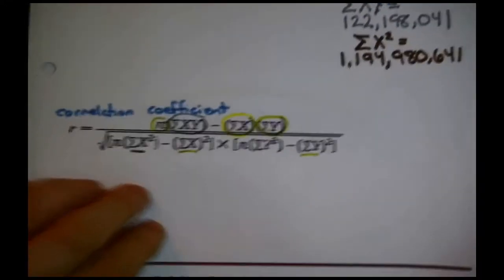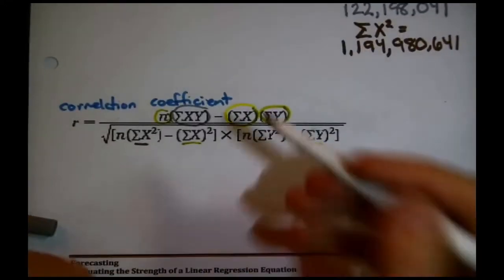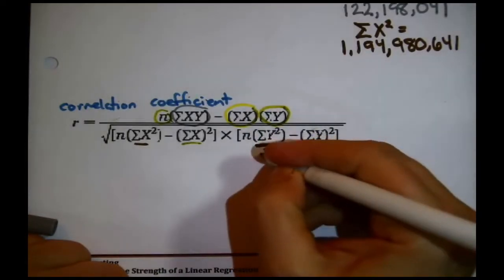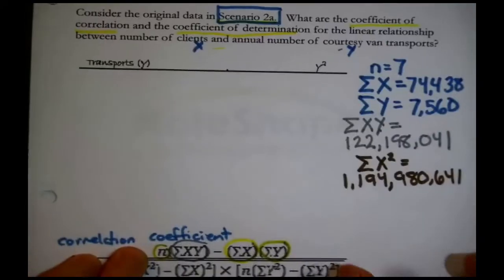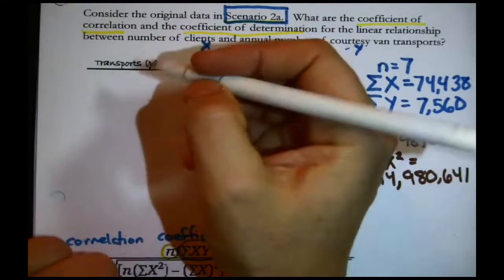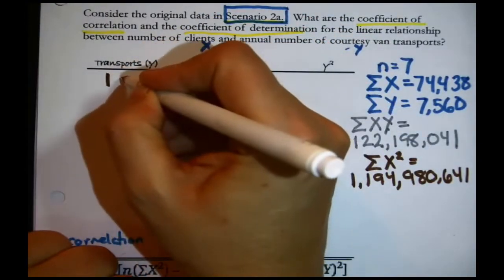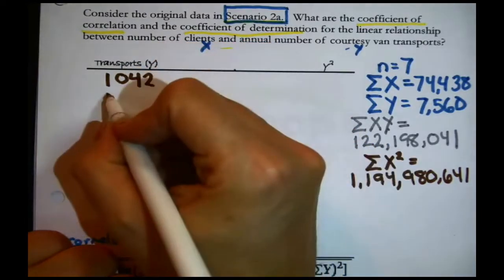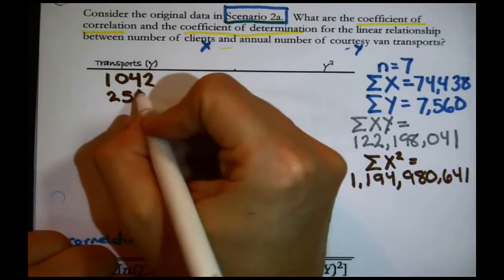one other additional puzzle piece. Notice that we never found last time the sum of y squared, and we need it this time. That's why there's some scratch work here. The total number of transports required annually by each one of those contracts.